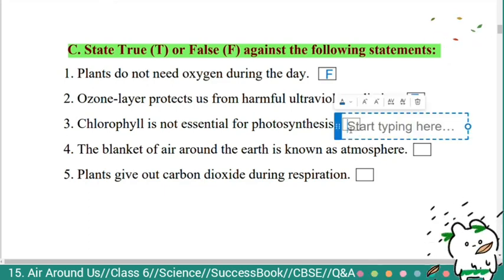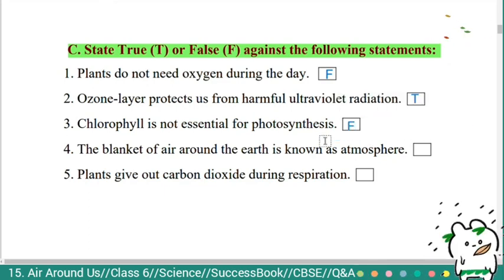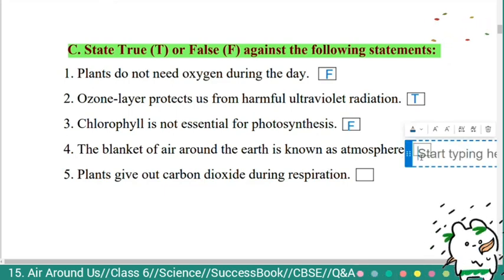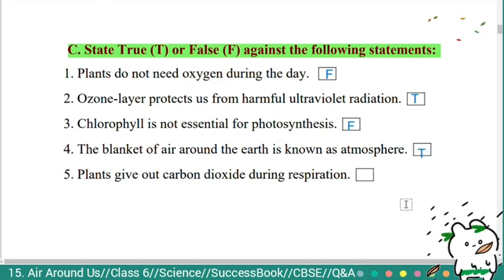Third, chlorophyll is not essential for photosynthesis. False. Why? Chlorophyll is essential for photosynthesis. That's why it is false here. Fourth one, the blanket of air around the earth is known as atmosphere. True. The air blanket around the earth is known as atmosphere.